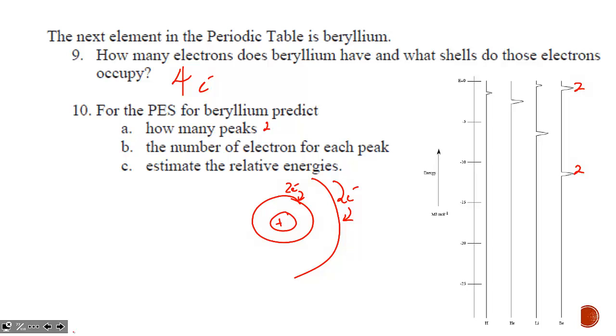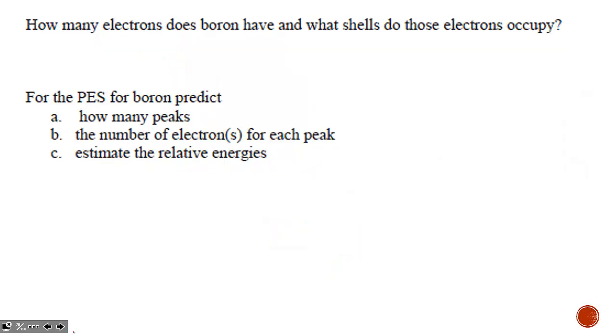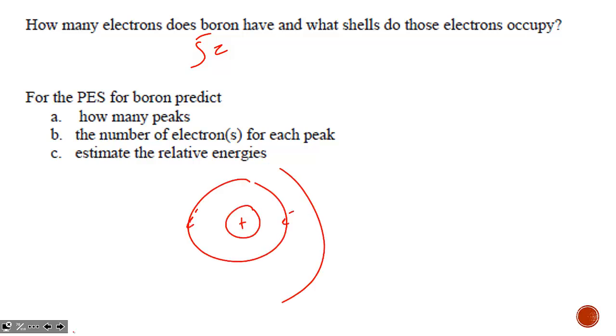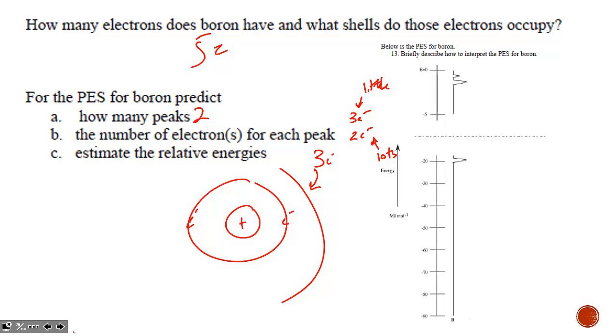So now, when we get to boron, boron has 5 electrons, and again, we'd have 2 electrons in the first energy level. In the second energy level, there are 3 electrons, so you would expect to see 2 peaks, one with 3 electrons and one with 2 electrons. The 3 electrons are going to require a little bit of energy, and the 2 electrons require lots of energy. And when we do the experiment, science throws you for a loop.